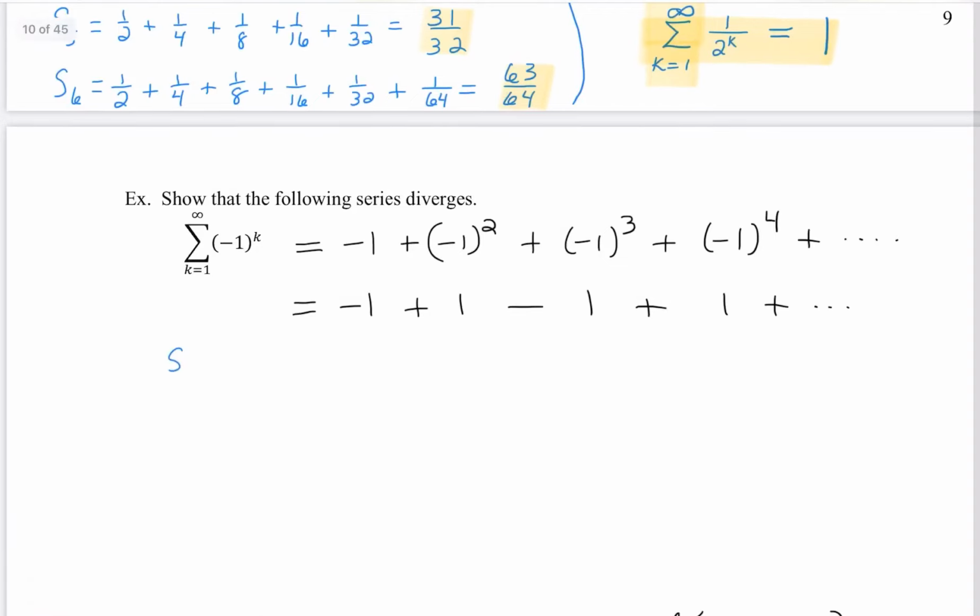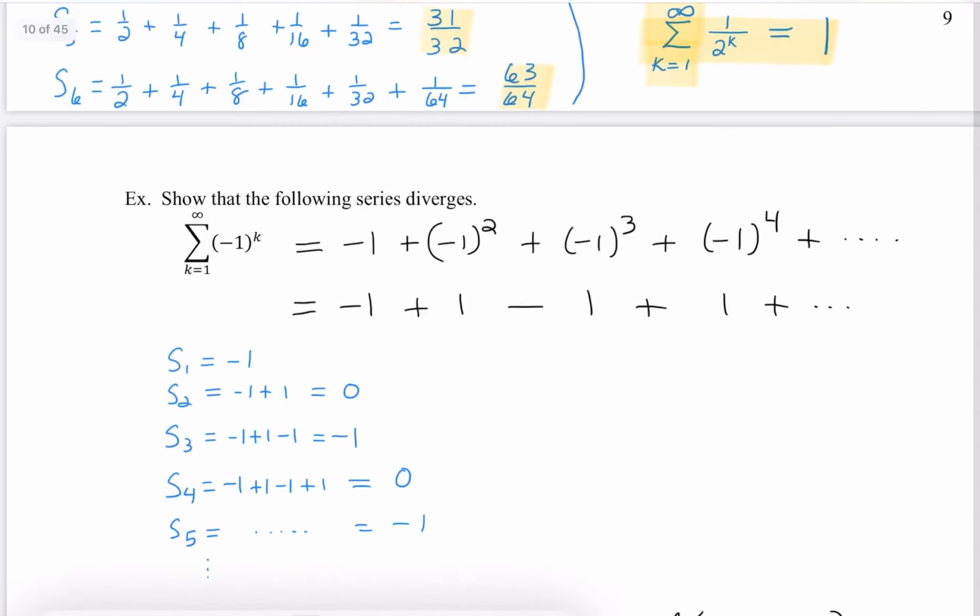So what happens if I just look at adding up the first term? It's negative 1. If I add up the first two terms, I get negative 1 plus 1 is 0. If I add up the first three terms, I have negative 1 plus 1 minus 1. I'm back to negative 1. If I add up the first four terms, and now you're getting a feel for it, right? I'm back at 0. If I add up the first 5 terms, I'm going to be back at negative 1.